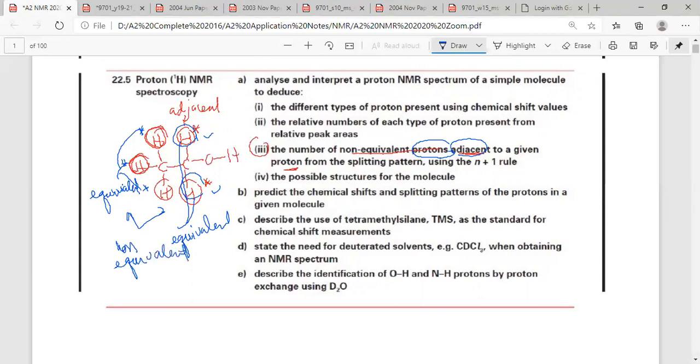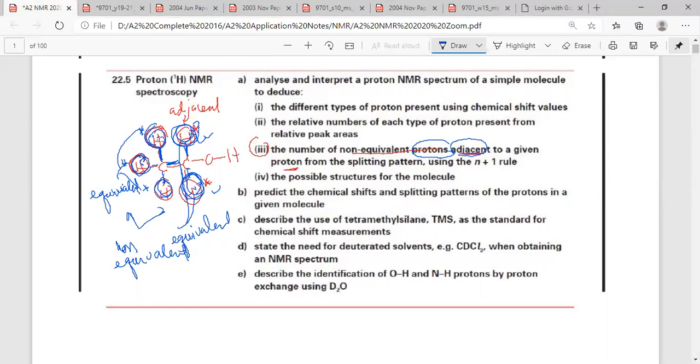Now non-equivalent means this hydrogen here, this hydrogen here, will affect these three here. This is called adjacent, a proton adjacent to a given one. So let's say this is the given. Now, how do I know that this is adjacent? There are three bonds here: 1, 2, 3. Bingo. So this one is adjacent to here. 1, 2, 3. Bingo. So these two are adjacent to this hydrogen here. Same thing here, 1, 2, 3. So these two are adjacent to these three hydrogens.